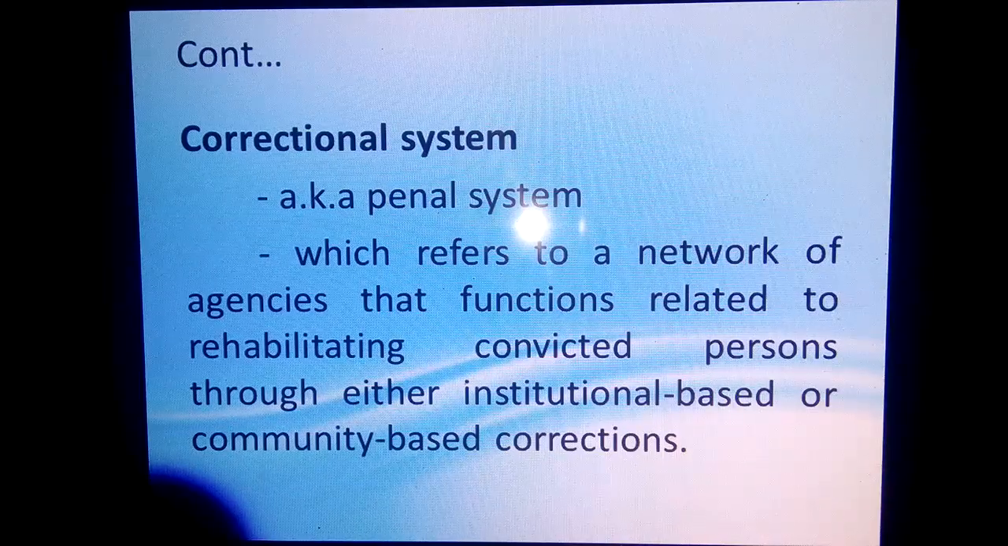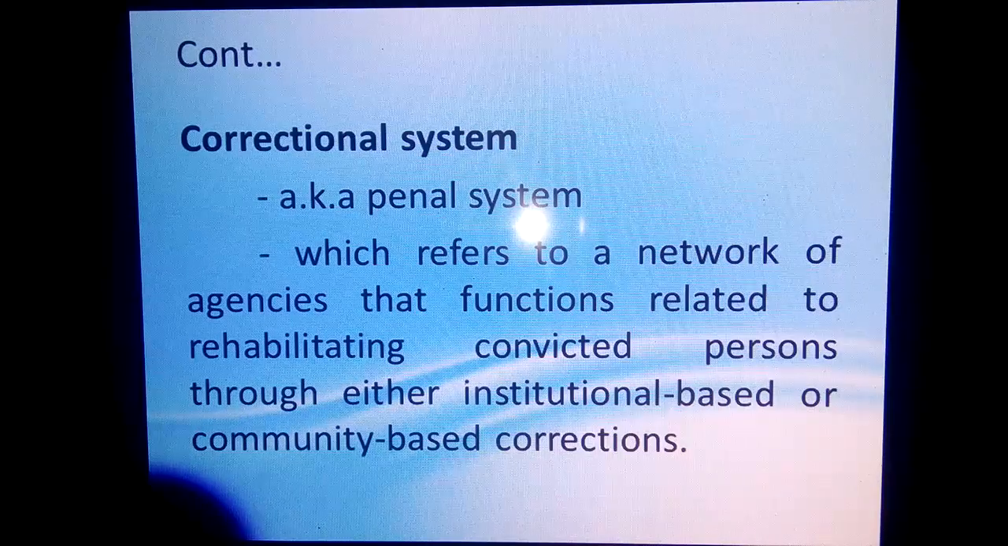and the BPP, or the Board of Pardons and Parole, for the parole program, and the PPA, or Probation and Parole Administration, under the probation program.